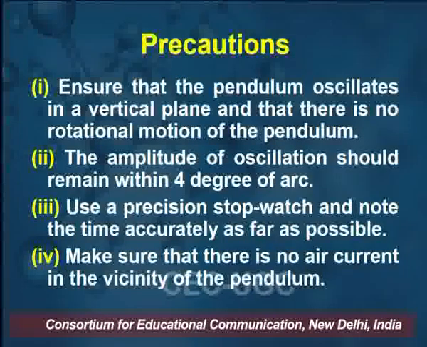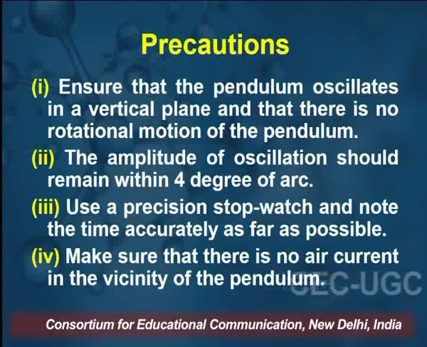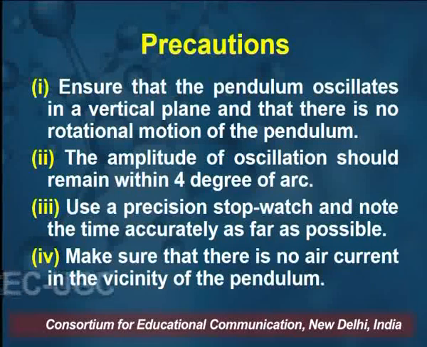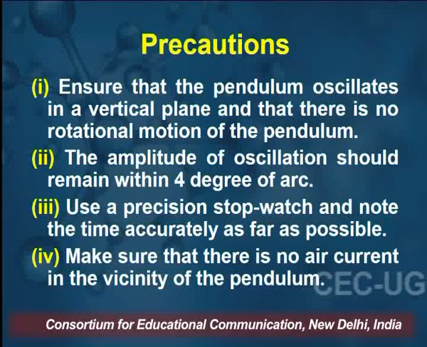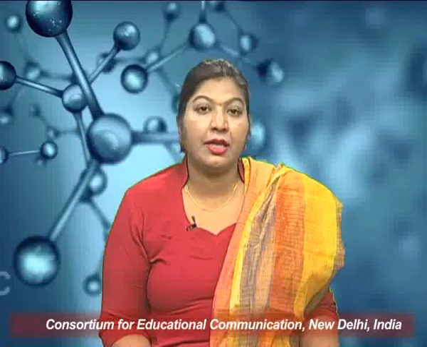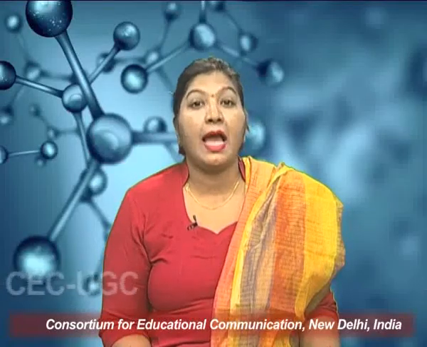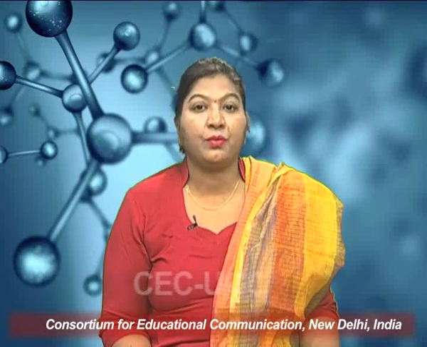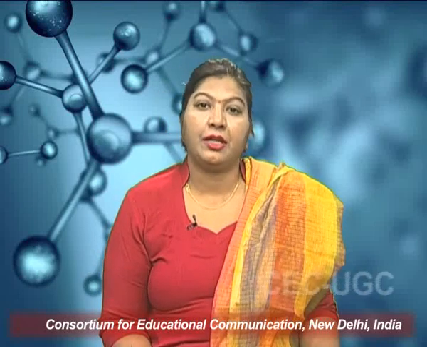Now, what are the precautions we have to follow for this experiment? For this bar magnet, we ensure that the pendulum oscillates in the vertical plane. Again, it should not rotate in an up and down manner. It must oscillate in the vertical plane, there is no rotational motion of the pendulum, and it should move in a straight line along the equilibrium axis. The amplitude of the oscillation should remain approximately 4 degrees of the arc.